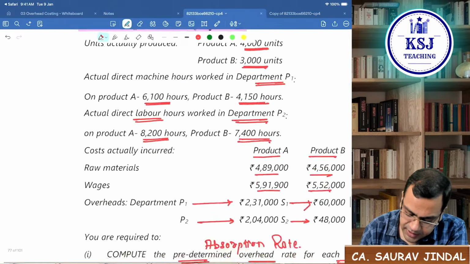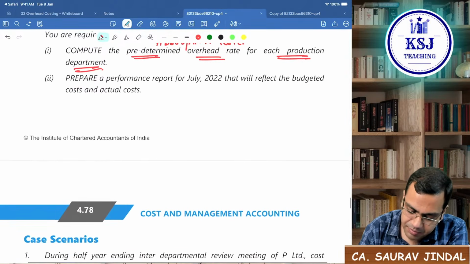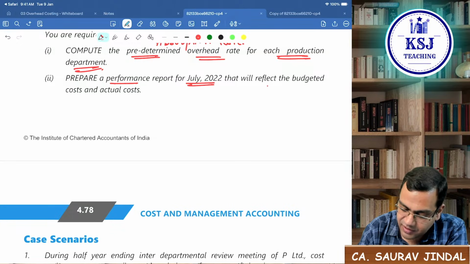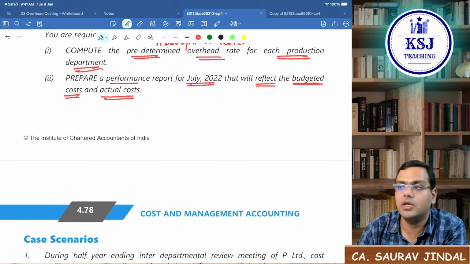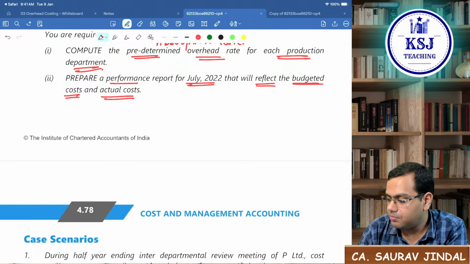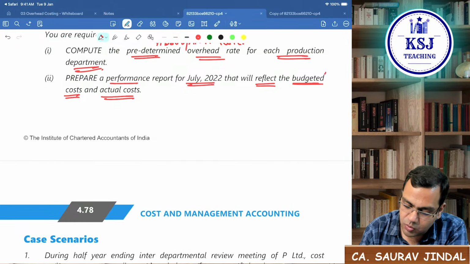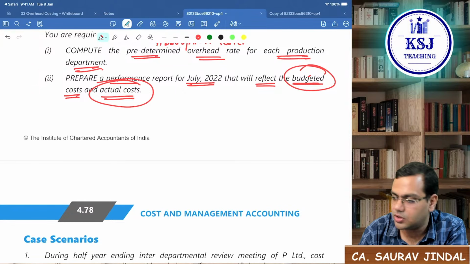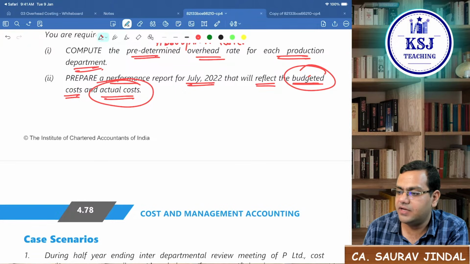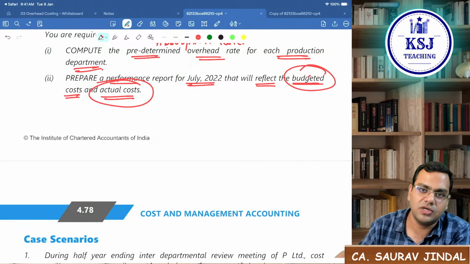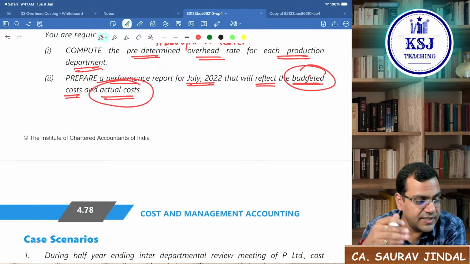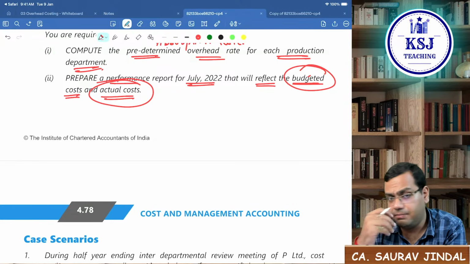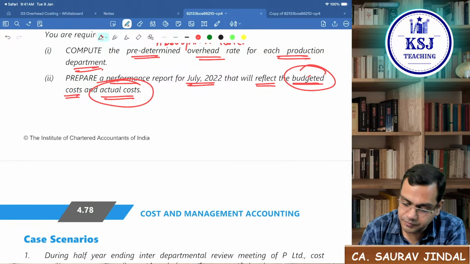Now let's come to the second part of the question. The second part says, prepare a performance report for July 2022 that will reflect the budgeted cost and the actual cost. So you have to prepare a report where you show the budgeted cost and the actual cost for each element, like raw material, labor, and overheads in the department P1 and overheads in P2.